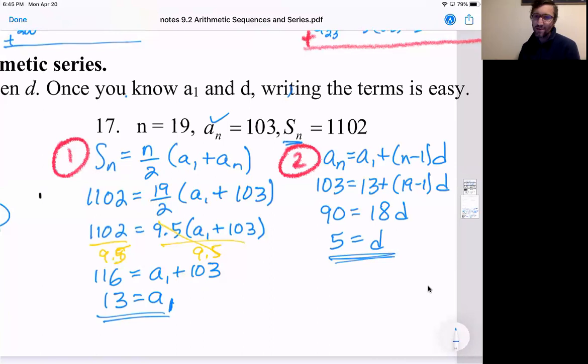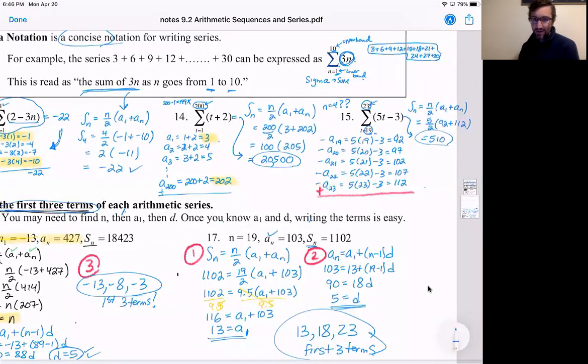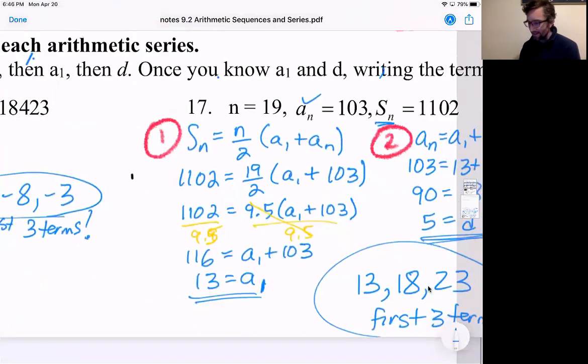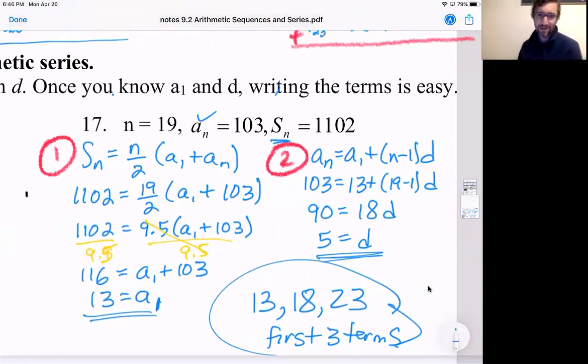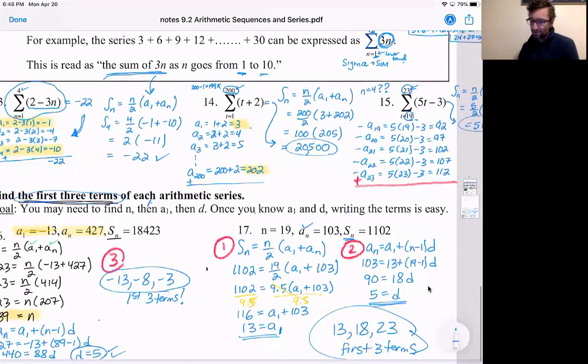And once we know that, we could find the first 3 terms. The first term is 13, add 5, and then add 5. So the first 3 terms, 13, 18, and 23. Now it's just a coincidence that in this first one we got a difference of 5, and on this one we got a difference of 5. So I wouldn't make too big of a deal about that. You're not always going to get a difference of 5. But those can be tricky just because you have to do multiple steps.